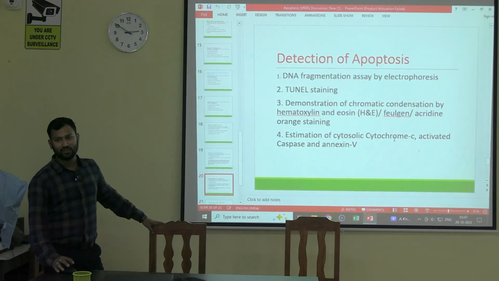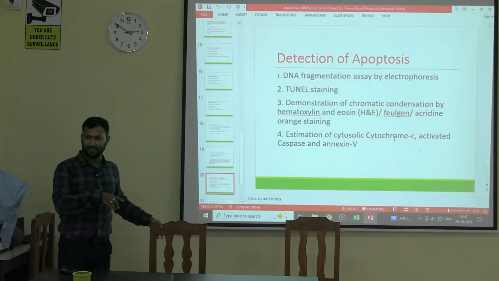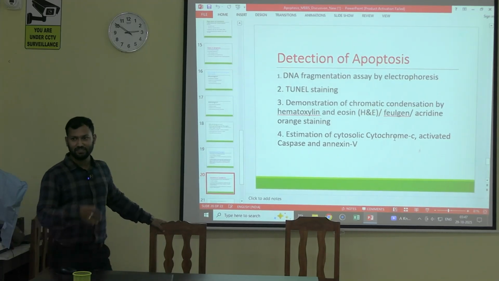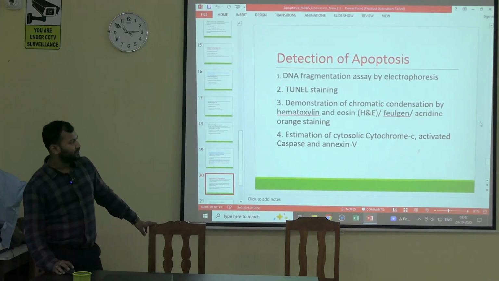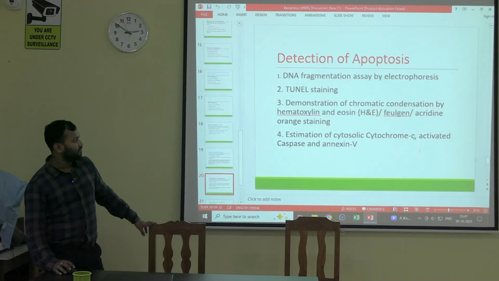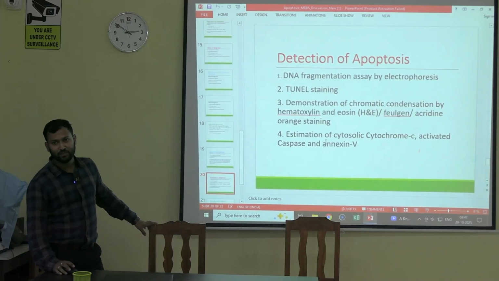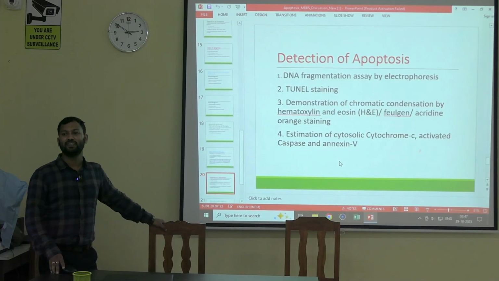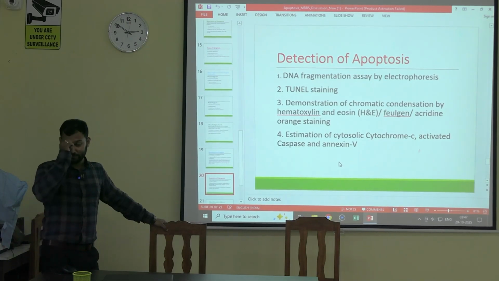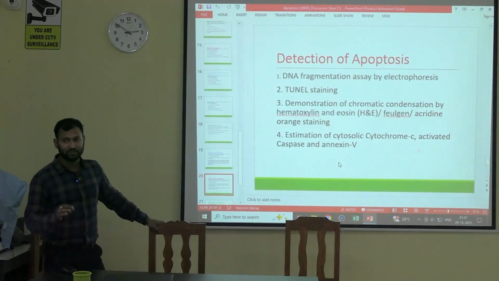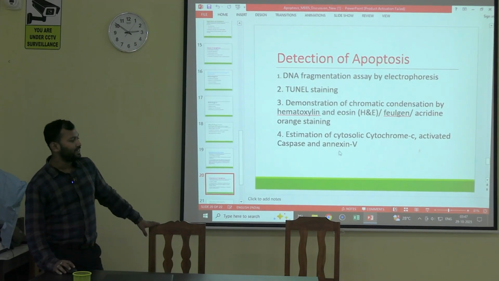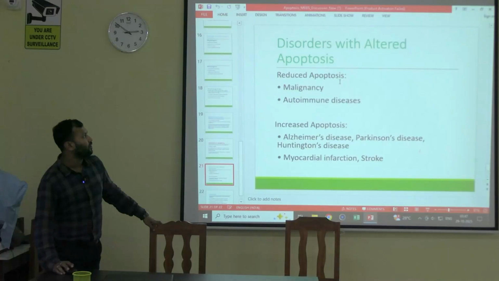So I have already told you in the class that cytochrome C is released from the inside of the cell to destroy the remaining part. Which then activates caspase. Obviously caspase is normally in inactive form. So we will find out the activated caspases, the number or the amount of activated caspases, and annexin V. All of these are required in apoptosis.